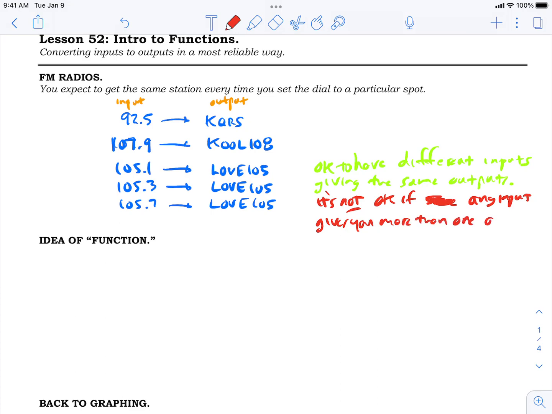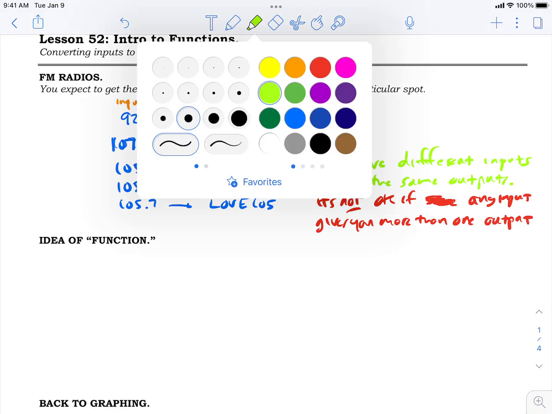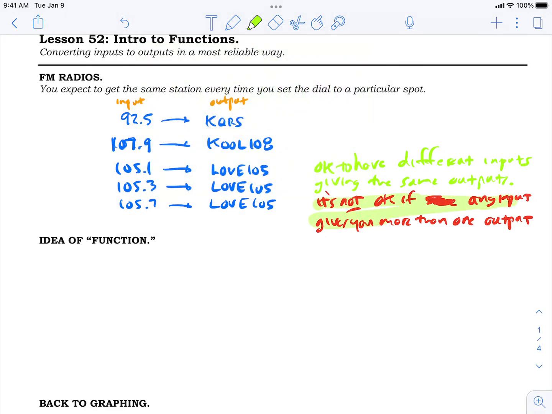That would be bad. What does that mean in radio speak? That would be like saying, I set my dial to 107.9 and right now I'm getting Cool 108. But the next time I set it to 107.9, I'm going to get KQRS. That's not good. That's a broken radio. You don't want your radio to do that. You would not say that that radio was functioning properly. I don't know if that's why they call it a function, but anyway, you do not want this to happen.